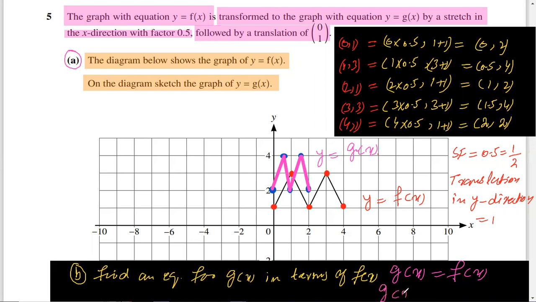So the final result will be g of x is equal to, because the stretch factor is 1 over 2, take the reciprocal of the stretch factor, that is 2. So multiply by 2 with this x, it shows stretch in x direction. From the translation vector, this is a translation in y direction, upward, so put plus 1. So the final equation is g of x is equal to f of 2x plus 1. In this way, part B is also completed.